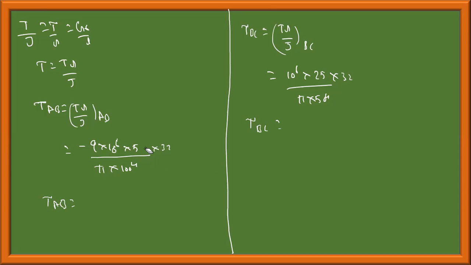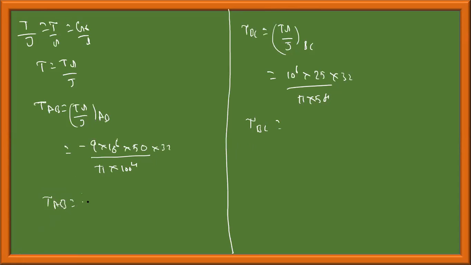Minus 9 into 10 power 6 into 50 into 32 by pi into 100 power 4. How much? Is it minus 45.836? Yes, sir. Minus 45.859. Okay, minus 45.859 Newton per mm square.